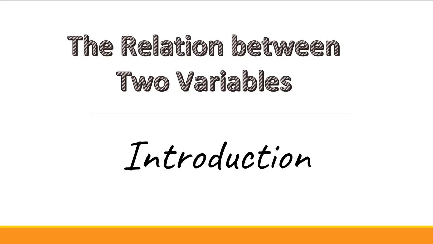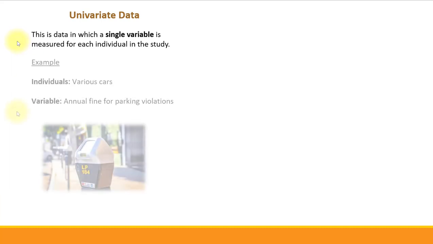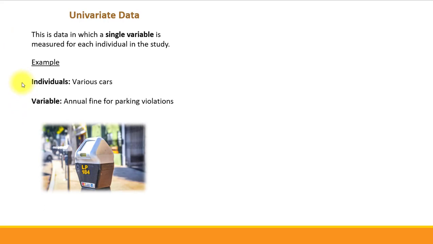Hi everyone! In this video we're going to start learning about the relationship between two variables. So far we worked with univariate data. This is data in which a single variable is measured for each individual in the study. For example, if individuals are cars, then one variable that we can choose to measure is the annual fine for parking violations for each car.